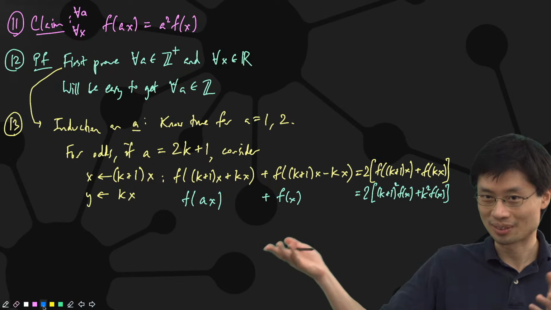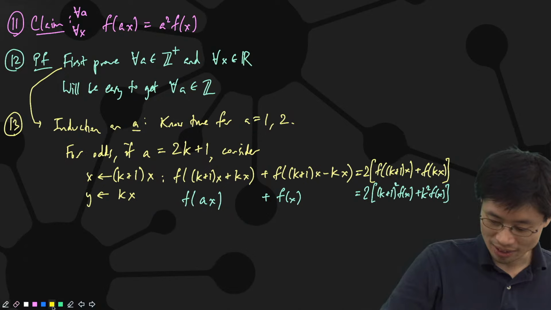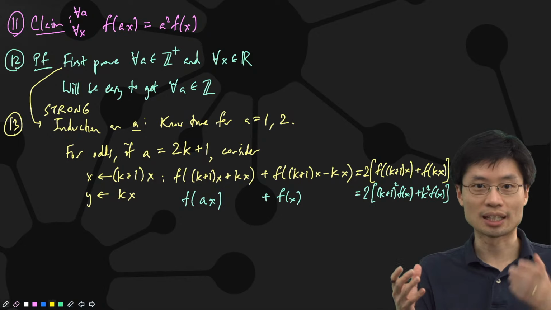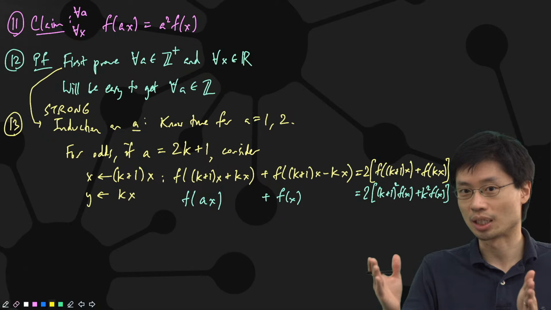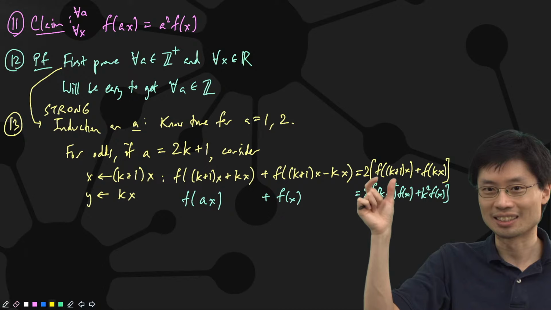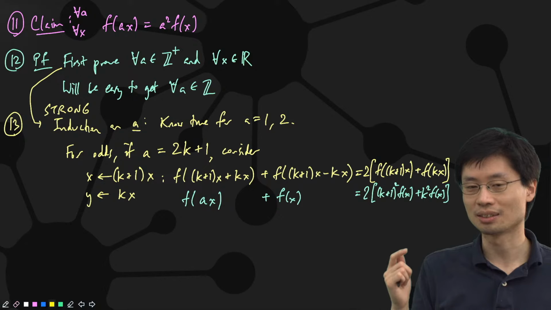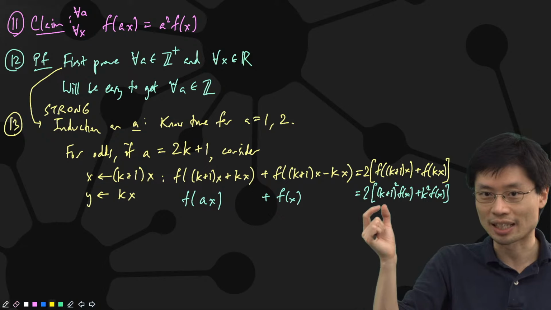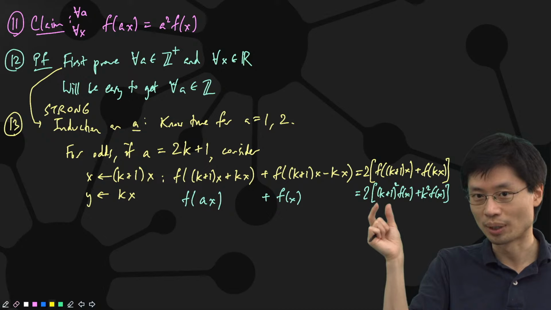We did induction. It's always safest to say you use strong induction. Strong induction just means assume that if I'm trying to prove something for a particular value of a, I've done it for all of the a's which are less than it. Zero is true also. When you use strong induction, you can replace each of these: I have f of something times x, where the something is a positive integer less than a. Therefore, I can replace it by the square of that thing times f of x. So this is basically k plus 1 squared times f of x plus k squared times f of x. But now let's just collect stuff.